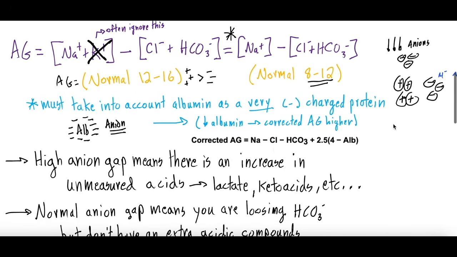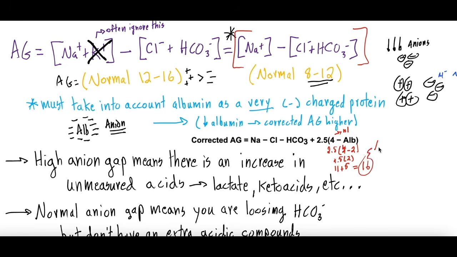The correction equation is this: sodium minus chloride minus bicarb plus 2.5 times 4 minus albumin. 4 is the normal albumin concentration. So it's essentially the anion gap equation, but then you just put a little addendum here: 2.5 times 4 minus the albumin. So if the albumin is 2, normal albumin is 4. 2.5 times 4 minus 2, which equals 2 times 2.5, which is 5 total. You'd add that onto the anion gap. So if we got an anion gap of, let's say, 11, and we were saying, oh, the anion gap's normal, well, you got to correct for albumin. If you have hypoalbuminemia, 11 plus 5 is 16.